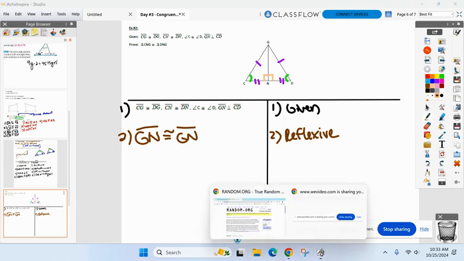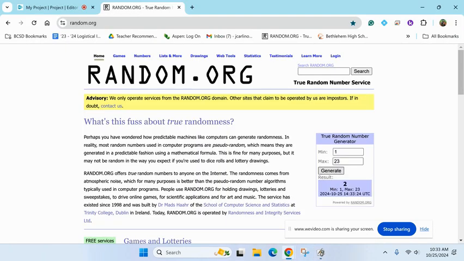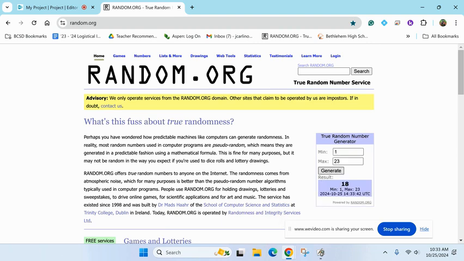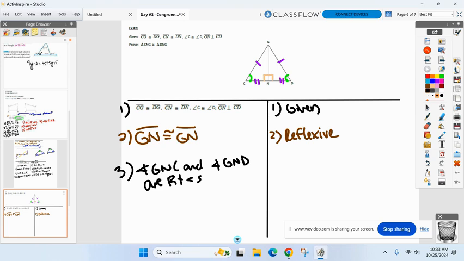All right, so somebody name where the right angles are here. Aylin, again, name where the right angles are. Angle G and C and angle G and D are right angles. How do we know they're right angles? Kevin, how do I know they're right angles?